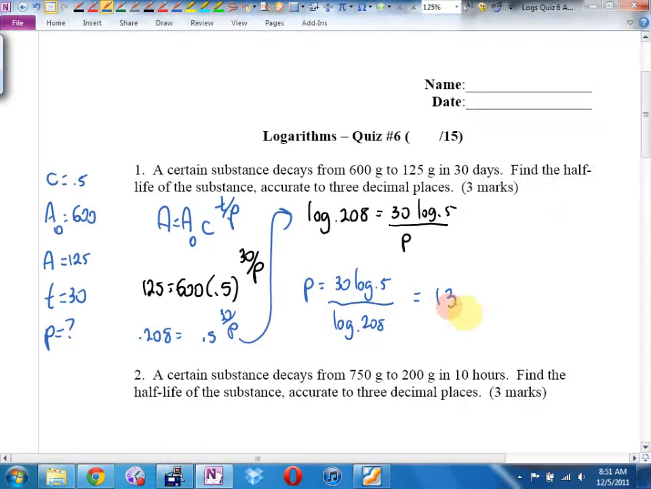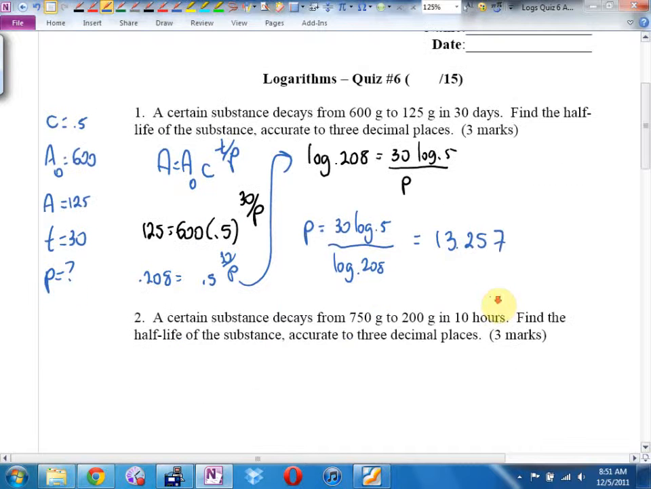This one's worth 3 marks, which is probably what it will be on your test, because then I can go 1, 2, 3, 4, 5 lines. Perfect. I can even say a half mark if you remember the equation, a half mark for plugging it in, a half mark for that, a half mark for that, a half mark for that, and a half mark for the answer.